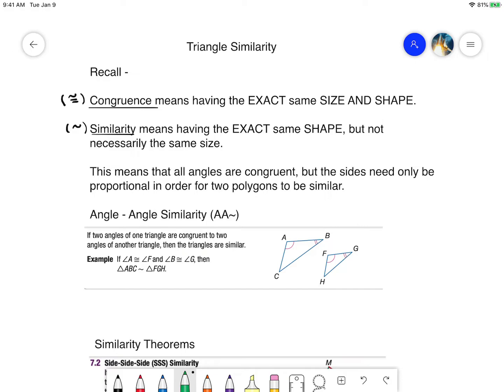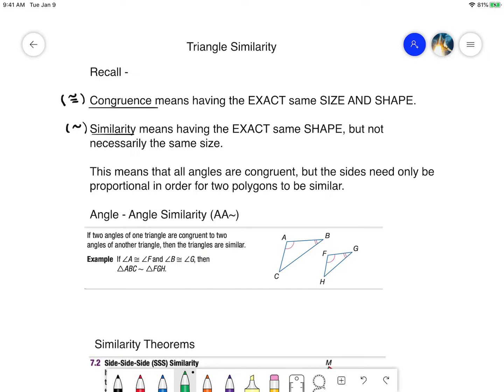And you can think about the little tilde that we use for it as S for shape. So for two shapes to be similar, it means that all angles are congruent and all sides are proportional. Please note that two objects can be congruent and similar, but they can't always be similar and congruent. So two shapes that are congruent are always also similar, but two similar shapes are not always congruent.